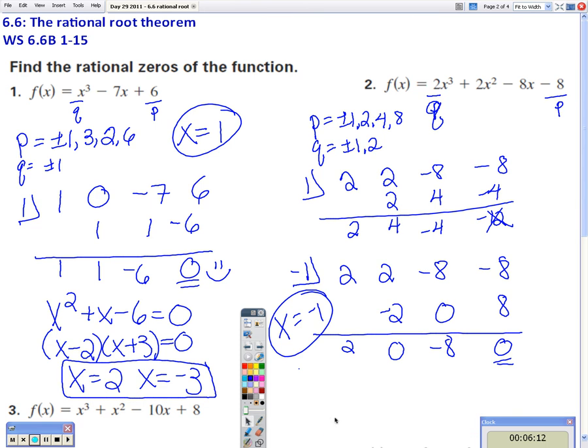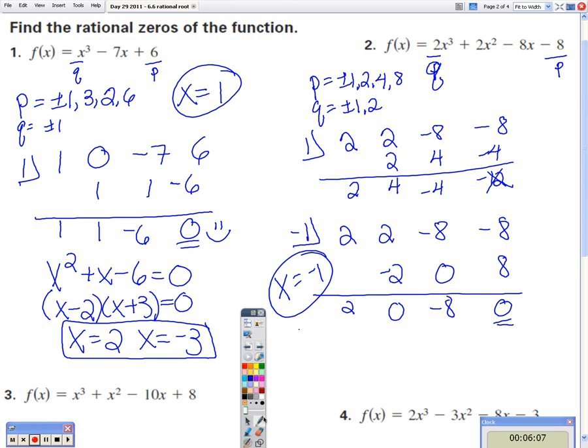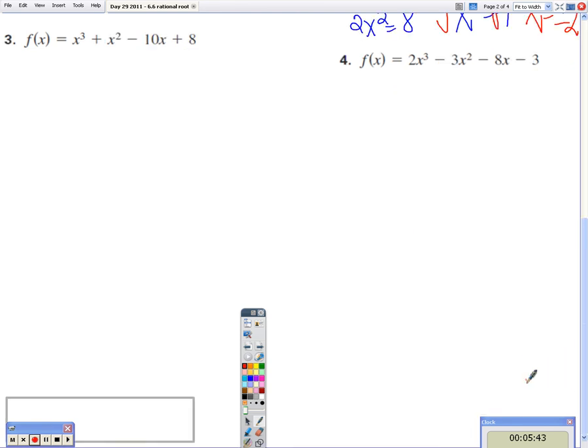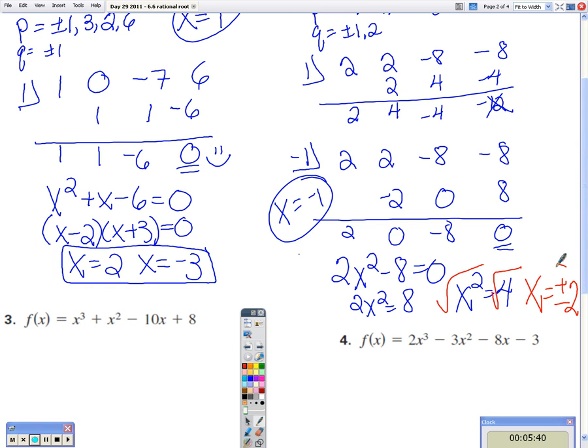So now I'm going to use this remaining equation, 2x squared minus 8 equals 0. And since I can't factor this, I'm going to move the 8 over and divide by 2, so I get x squared is 4. When I square root both sides, our last two zeros are plus or minus 2.